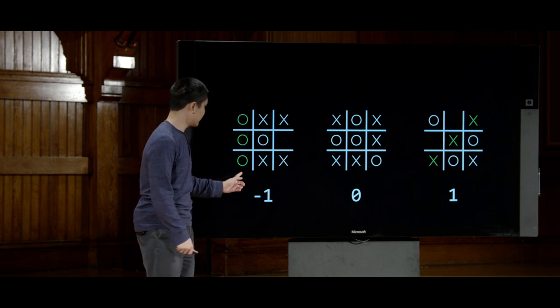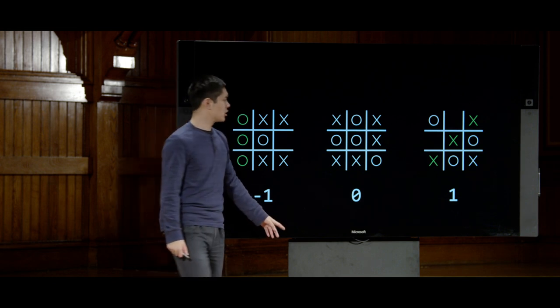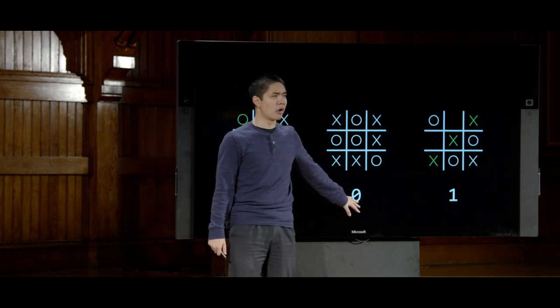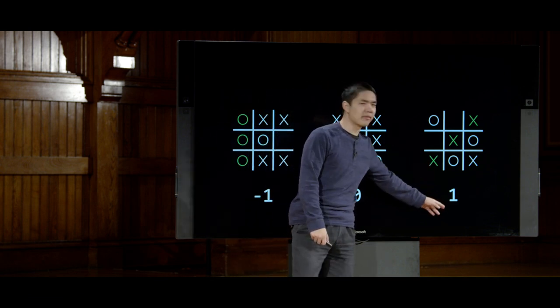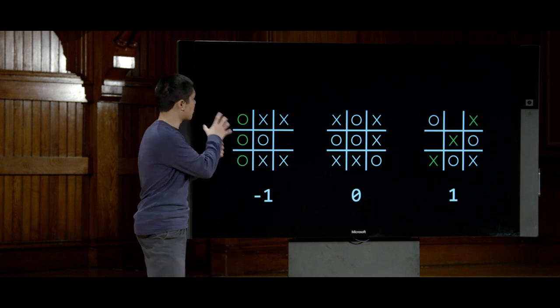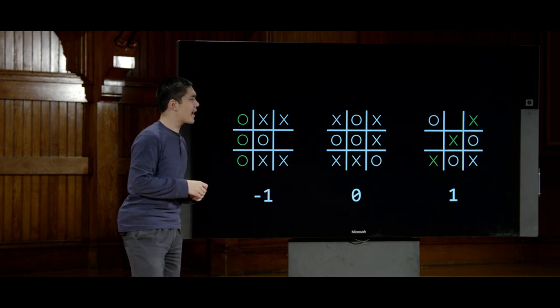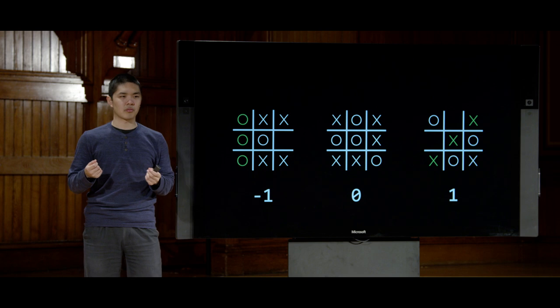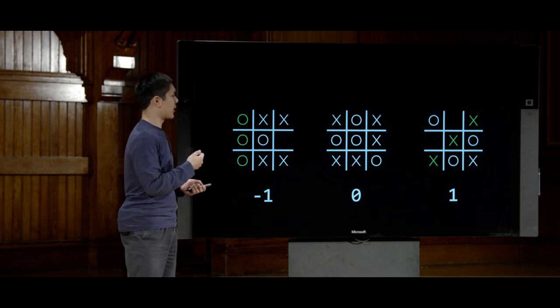We'll say O winning, that'll have a value of -1. Nobody winning, that'll have a value of 0. And X winning, that will have a value of 1. So we've just assigned numbers to each of these three possible outcomes. And now we have two players. We have the X player and the O player.